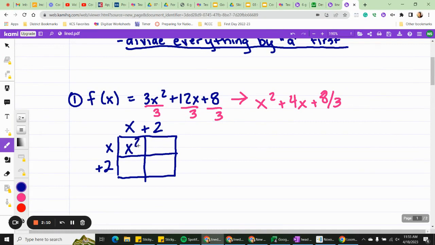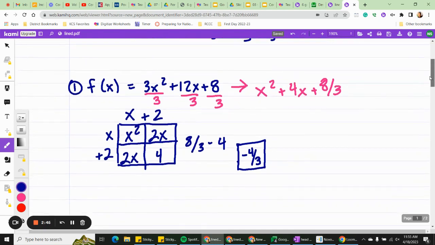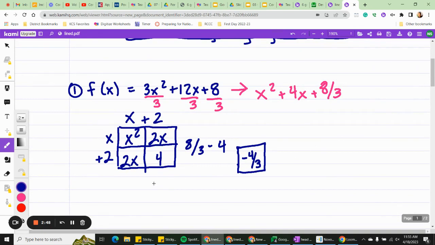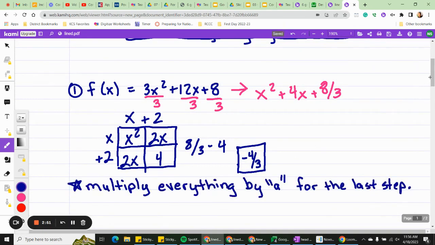So x times x is x squared. x times 2 is 2x. 2 times x is 2x. And 2 times 2 is 4. Now we want to take this last part, our new c, and subtract 4. So I'm going to write 8/3 minus 4 and find out what that answer is. Now I can use my calculator to help me with this. 8/3 minus 4 is going to be a negative 4/3. And you can use your calculator to put it back into fraction form. So now once we have this, we're going to multiply everything by a before we write our final answer.